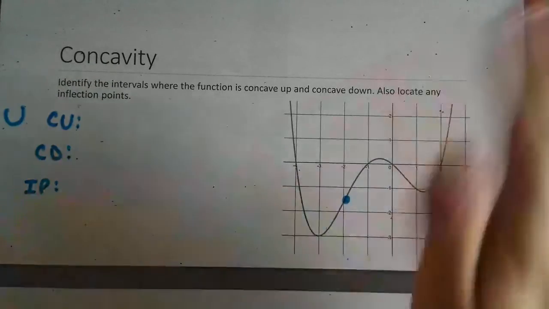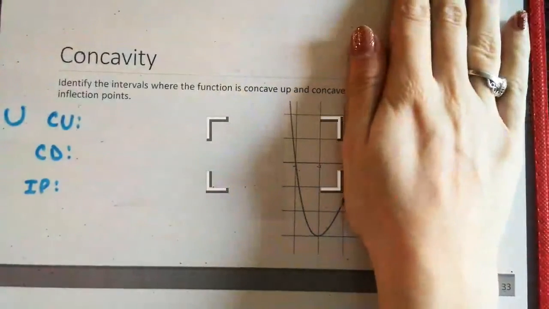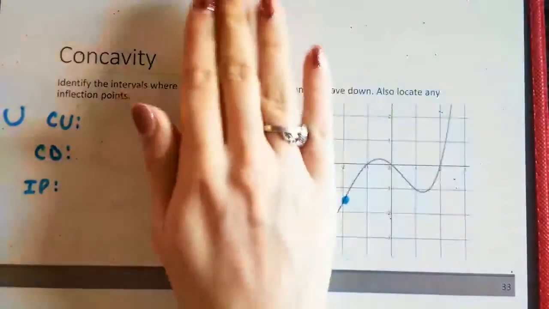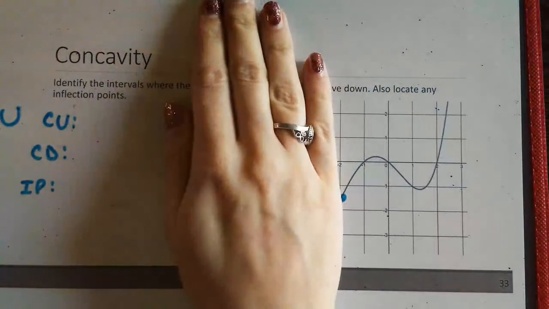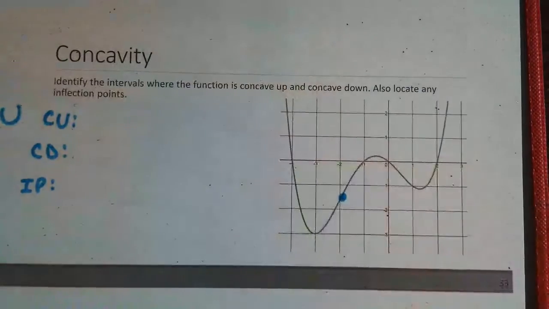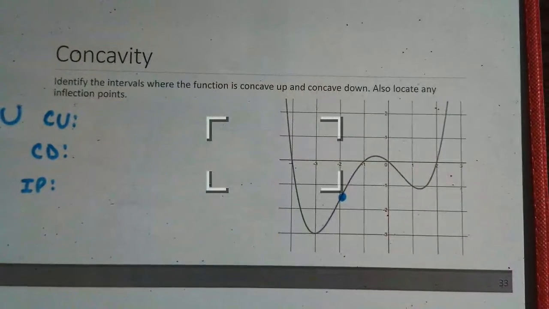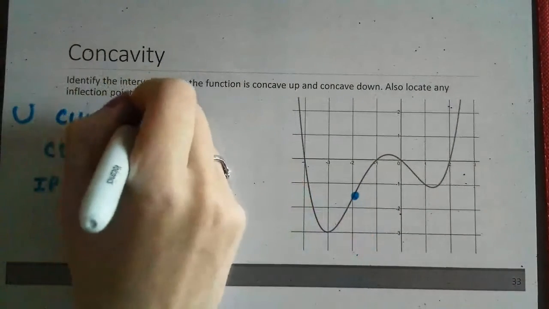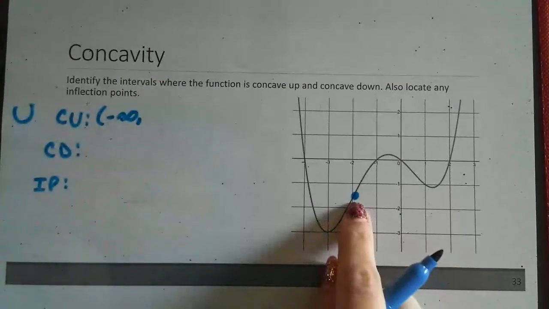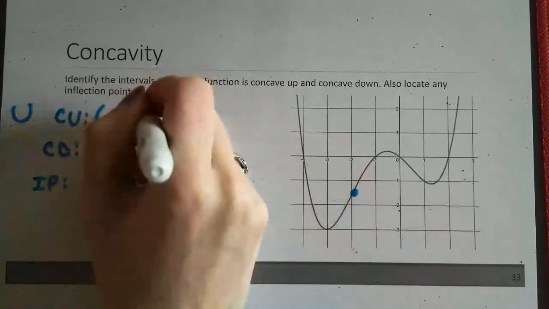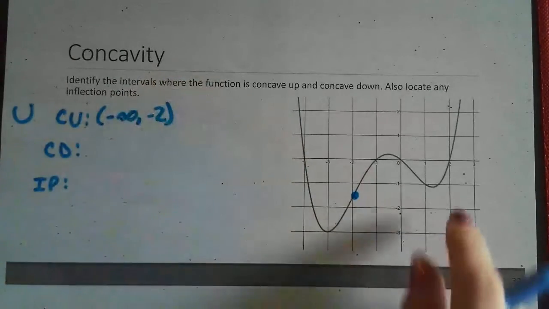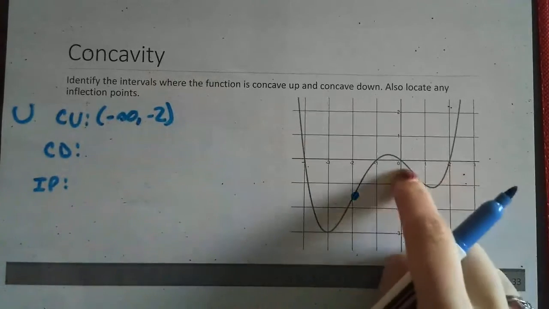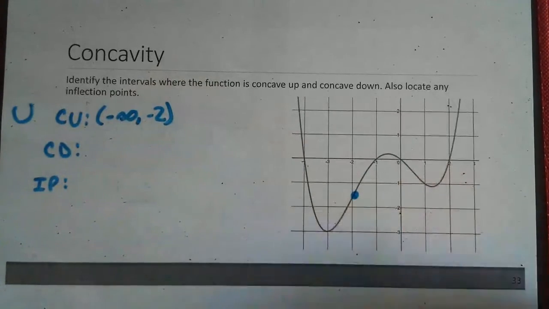Because if I cover it up, that all looks kind of up-ish. But once I start looking over here, it's more down-ish. Again, if you're in the general vicinity, I'm going to be happy. So I'm concave up from negative infinity until I get to this x value, which is -2. But I'm concave up again over here. I have that upward cup shape.